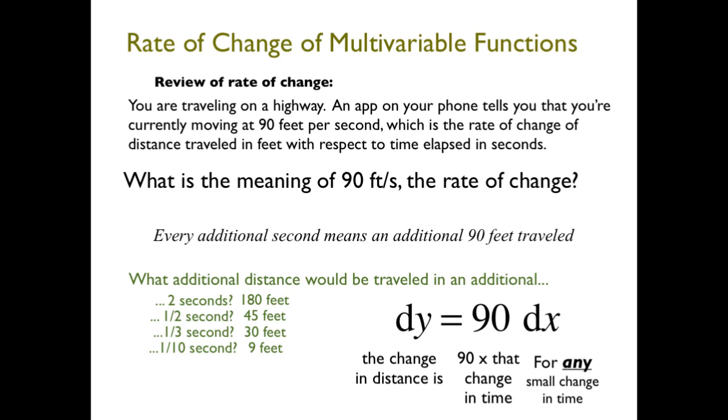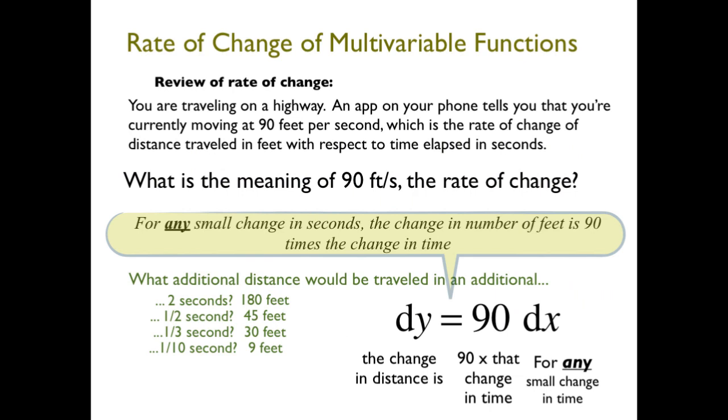Now that's a good meaning for 90 feet per second because it encompasses everything you know, right? Not just that you would go 90 feet in a second, but you know how far you go in any small amount of time. That's a good meaning for rate of change. So for any small change in seconds, the number of feet is 90 times that change in time. As we're now applying this, talking about multivariable functions and rate of change, we want to always be applying this principle.